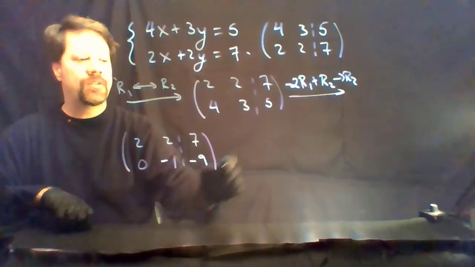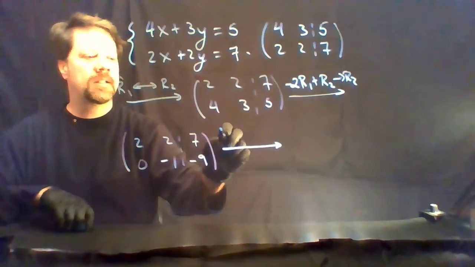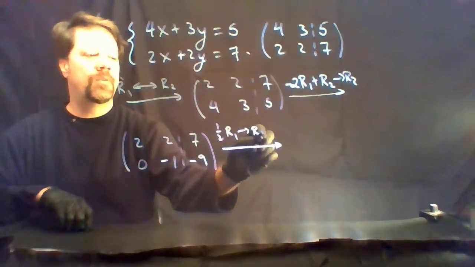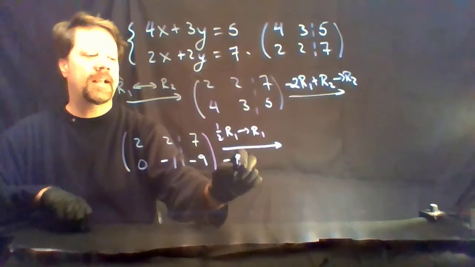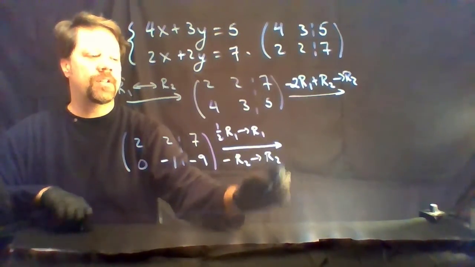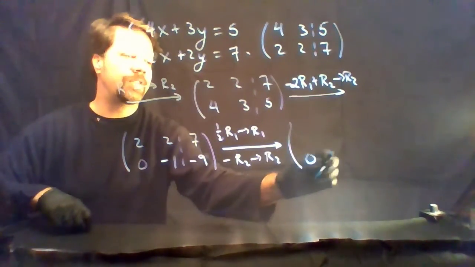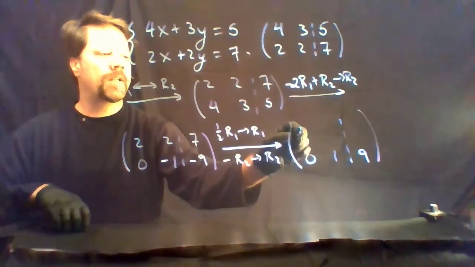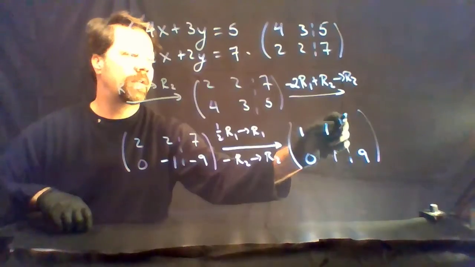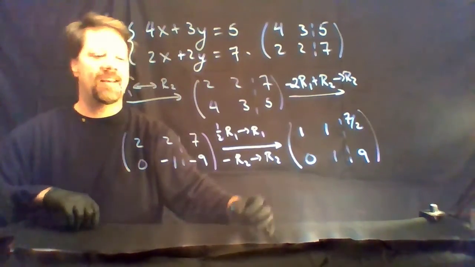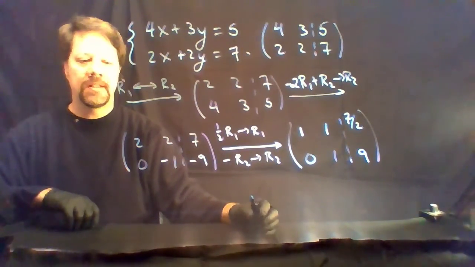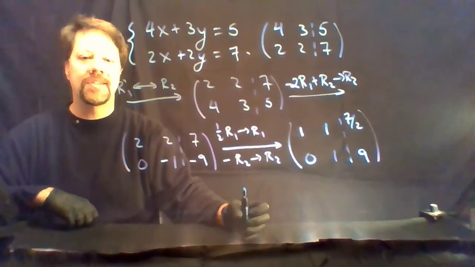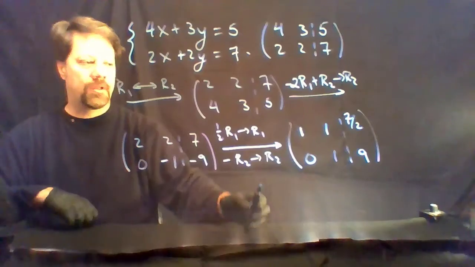We can now do two elementary row operations. Let's do 1/2 row 1 yields a new row 1, but also negative row 2 yields a new row 2. So negative row 2 is in its final form. Row 1 is going to become 1, 1, 7/2. This is now in row echelon form, but one more operation places it into reduced row echelon form.